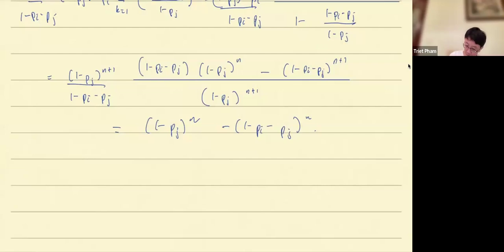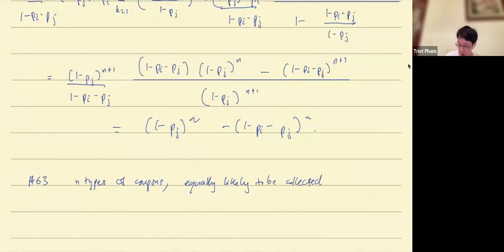Okay, so now let's look at number 63. So now this one says there are n types of coupon. So there are n types, and the type, let's just say this, equally likely to be collected. And also independent of the previous types collected so far.